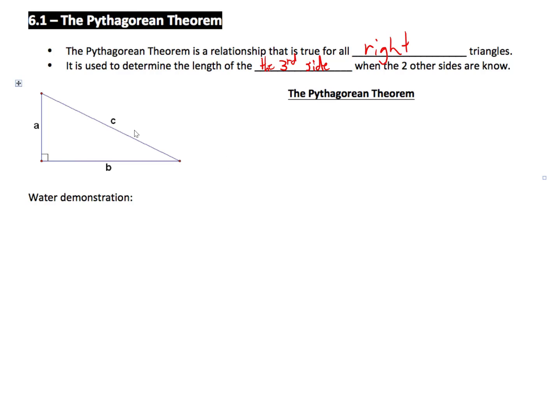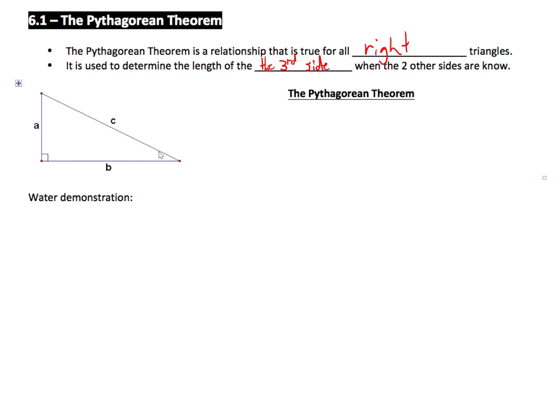And C is always going to be the longest side. It's also the opposite side of the right angle. And when I say the opposite side of the right angle, I mean it's not touching the right angle. Notice how B is touching this right angle and A is touching this right angle? Well, that is because they're not the opposites of it. C is, and that's why it's not touching the right angle at all. Therefore, it's the hypotenuse. So that's the important part.